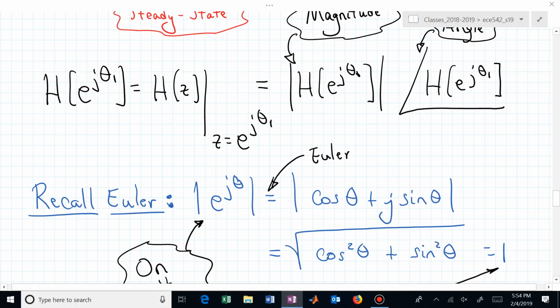If we now evaluate this transfer function at e to the j theta, the distance that complex number e to the j theta is from the origin is 1. And all we have to worry about then is the angle on that unit circle. Where are we at angle-wise?